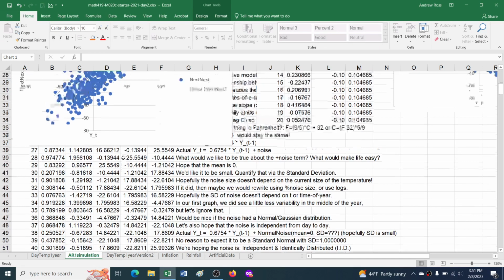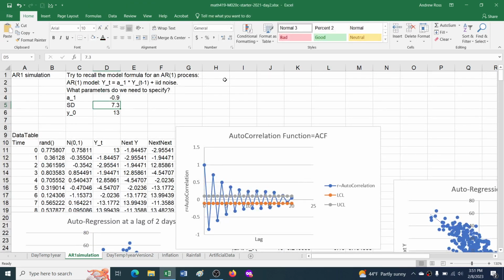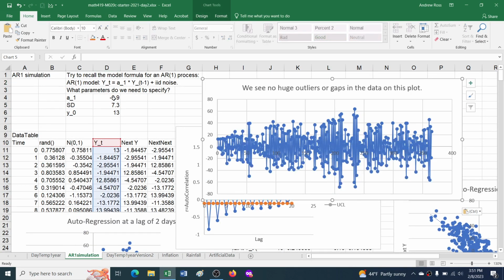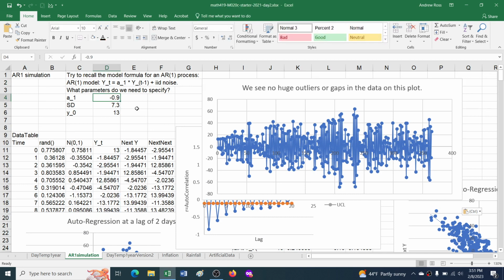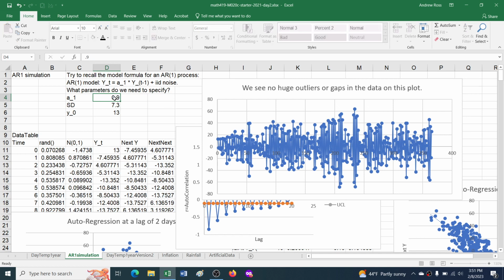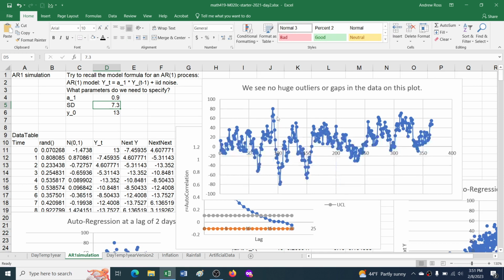Let's move that up and see as we change the A1 coefficient. So this is negative 0.9. Would you say that that's bopping back and forth above and below the axis? Whereas if I use positive 0.9, then it tends to stay above the axis for a while and then below the axis for a while. We could try 1.1, see what happens.